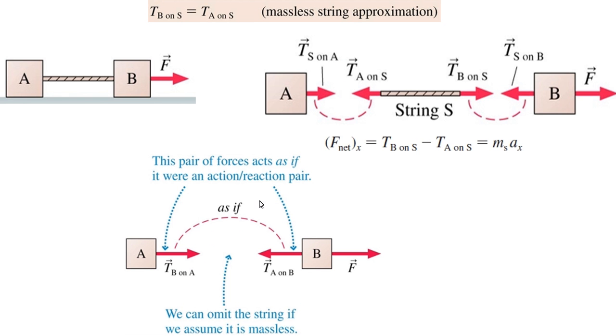In other words, we can ignore the string entirely, and from a practical engineering standpoint, pretend like A and B are directly connected, and simply say T of B on A and T of A on B. And your book refers to this as a shortcut for this more complicated picture up here, and we will usually use this shortcut, so it's good to know where it comes from.